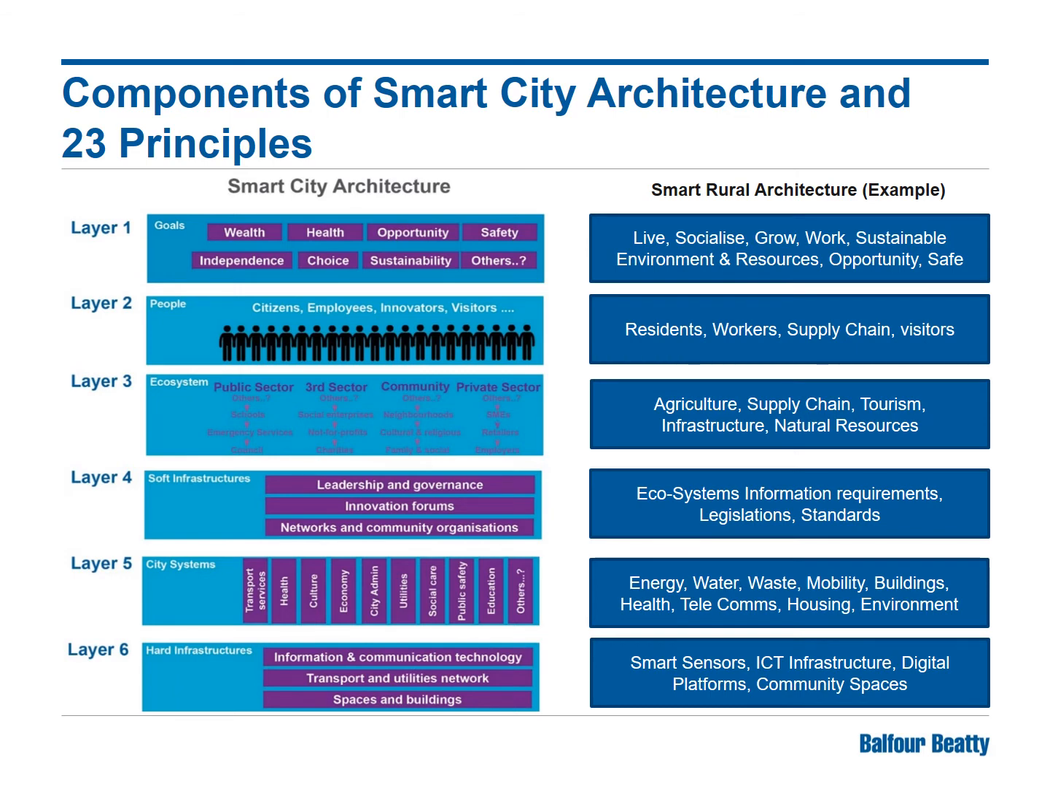Now, just as an example, if we try to apply smart city architecture for smart rural, it will look very similar. At layer 1, the goals will be very similar. The people are very similar. For the ecosystem, the only difference you might see is around the agricultural ecosystem, but everything else is very similar.